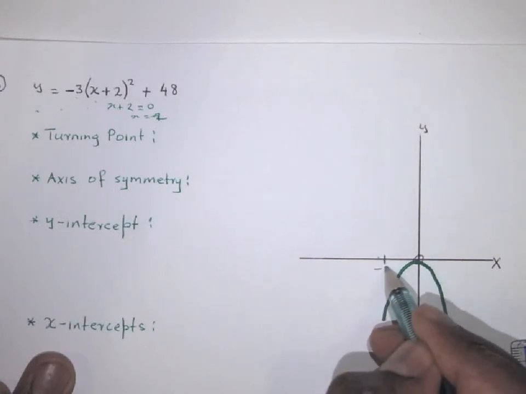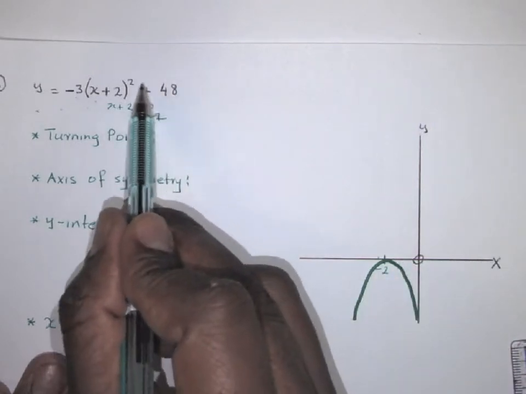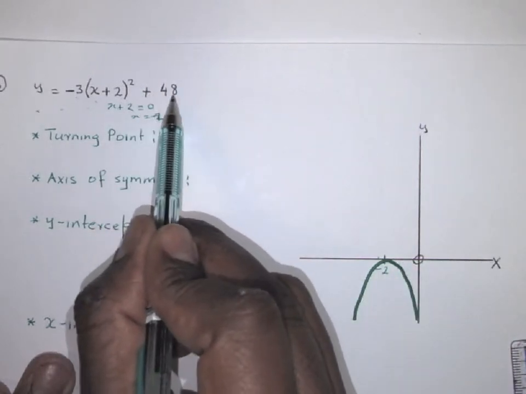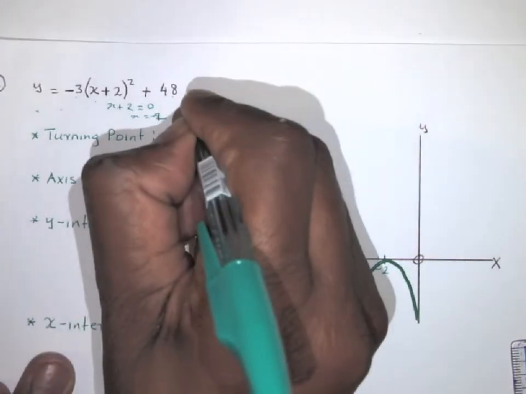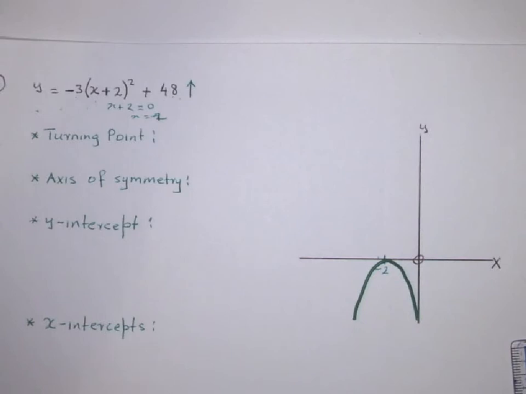So it's at minus 2. So now it's there. Note, we've got a plus 48. What does plus 48 mean? It means that my graph is going up, because it's a positive 48. So I'll have to take this.